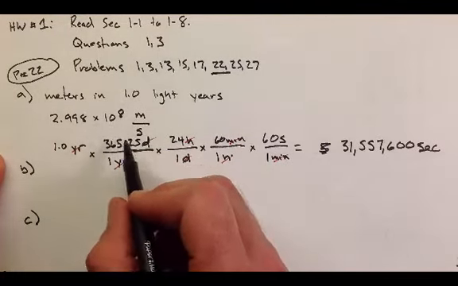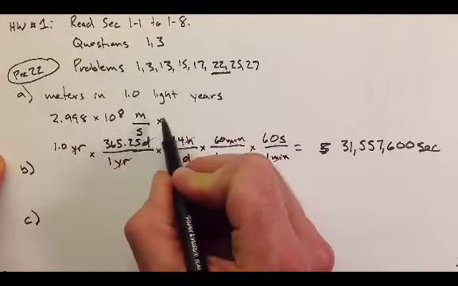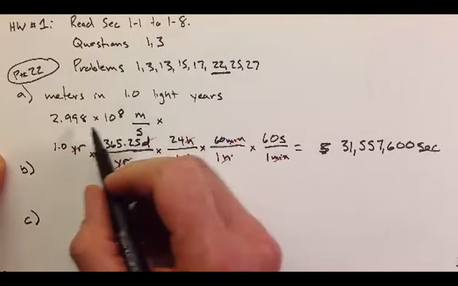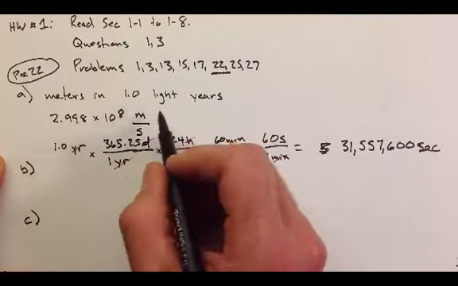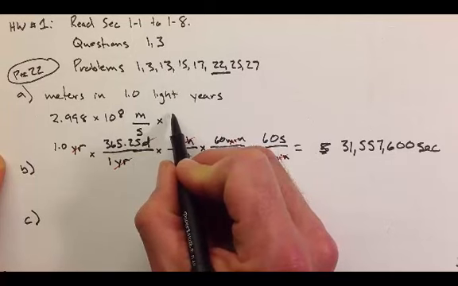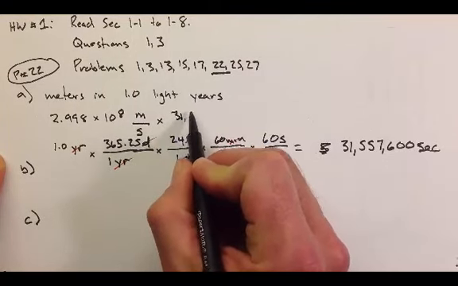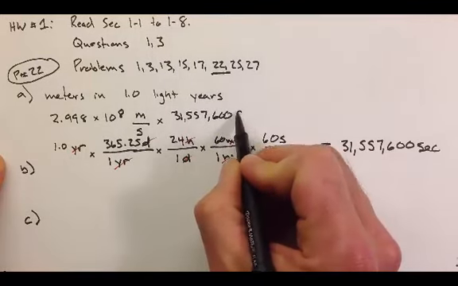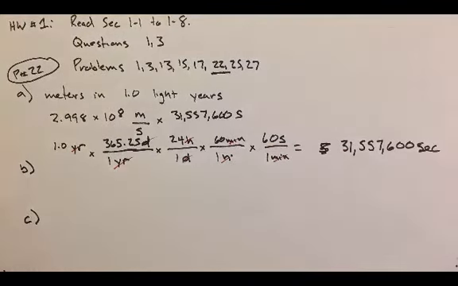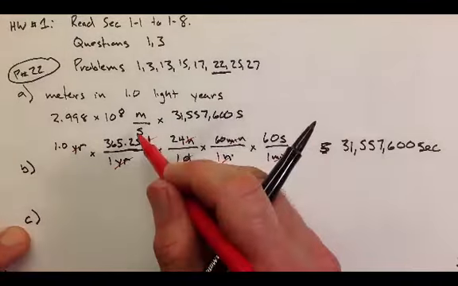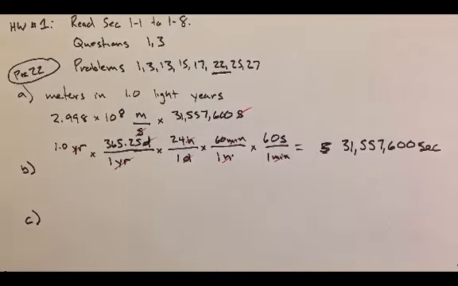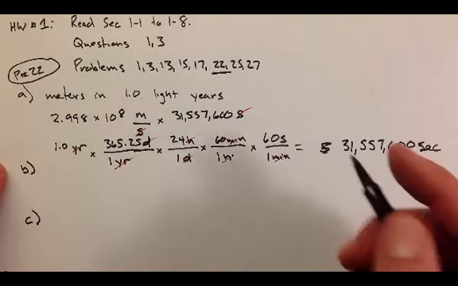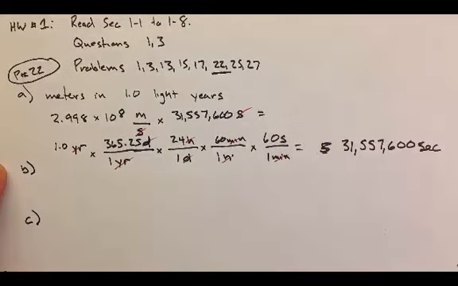So if I go up here to my meters per second, I multiply this 2.998 times 10 to the 8th meters per second times 31,557,600 seconds. Notice again here that the units of seconds cancel out, and I'm left with just the units meters, which is what I want.